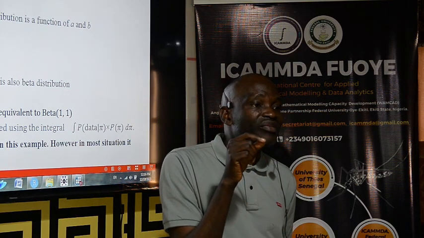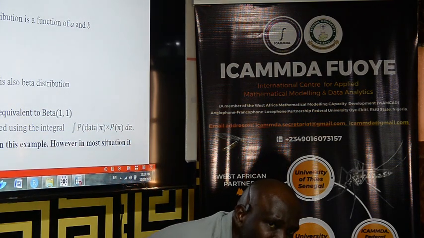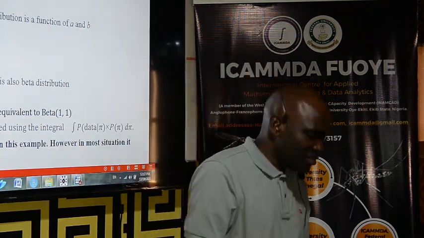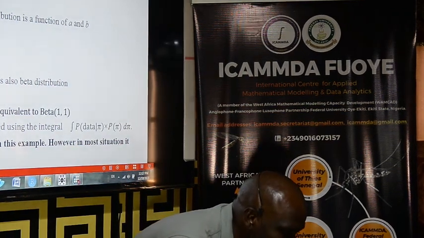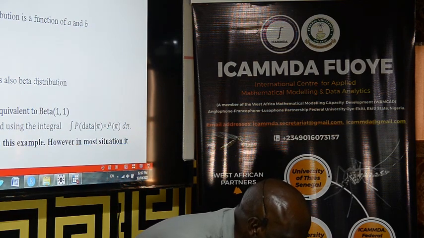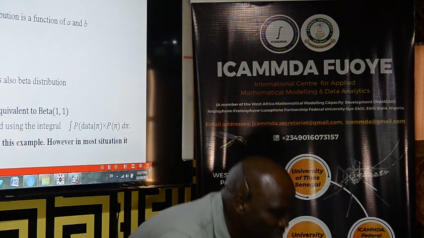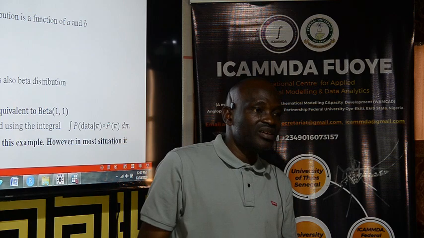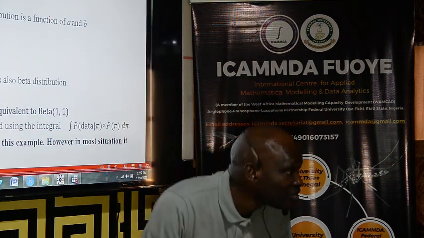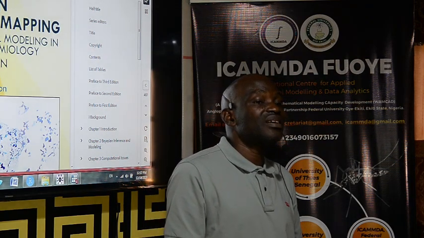And I would recommend that you get this book. Let me try to look for it. It is by Andrew Lawson, on Bayesian methods. You can find some of those conjugates in the book.